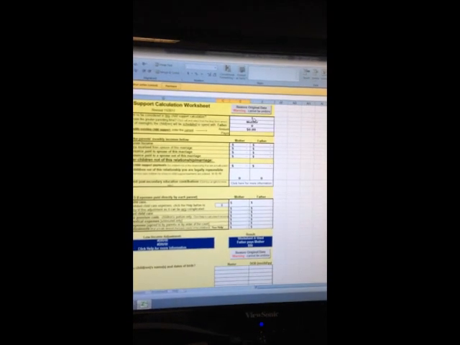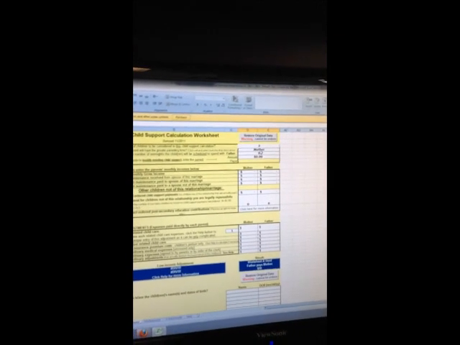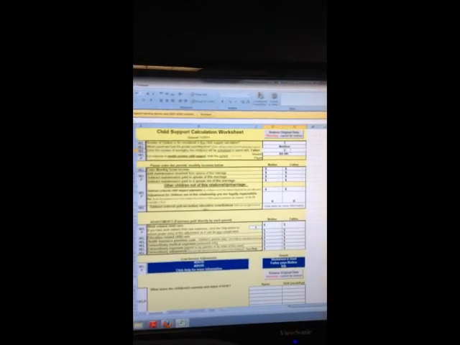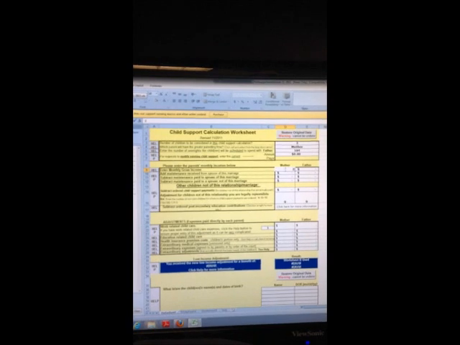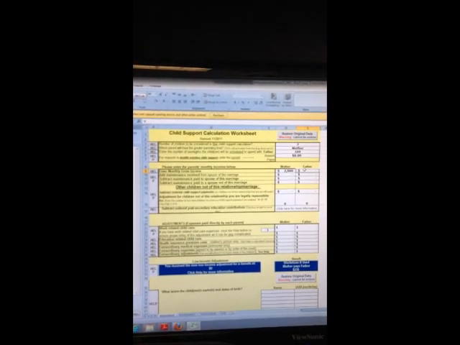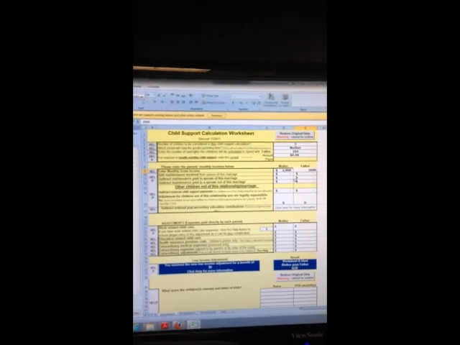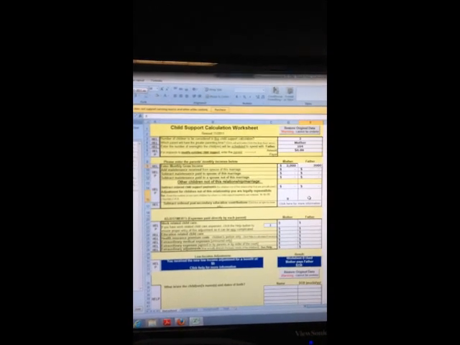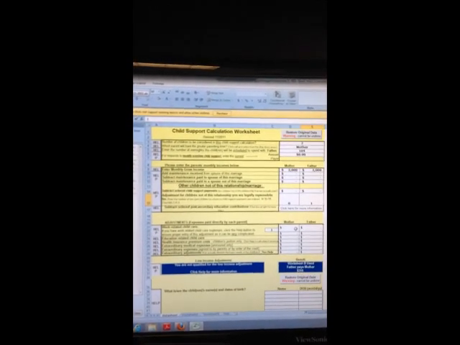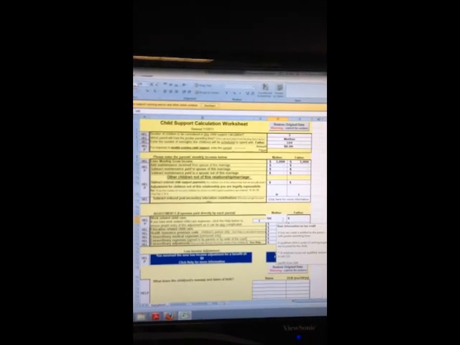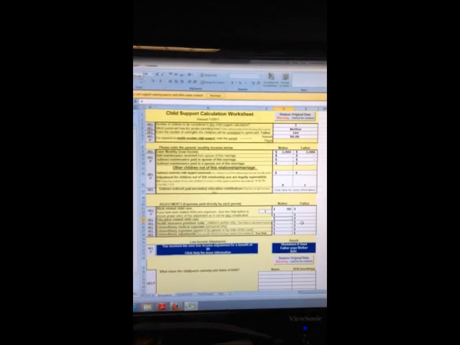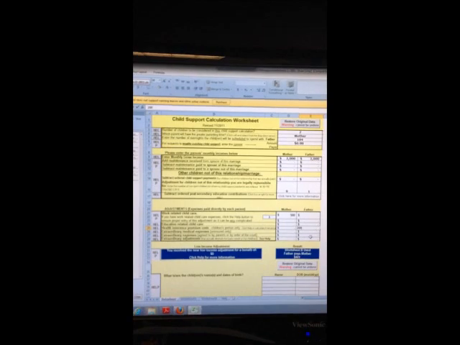So let's go ahead and take a look. Let's say there's 1 child. Now let's say there's 2 children. Okay, 2 children. Mother has the majority of time. Father has, we'll say he has 104 overnights. Mother makes $2,000 a month. Father makes $2,000 a month. And nobody pays maintenance. Father is responsible for 1 other child. Mother pays, let's say, $500 a month in child care. And father pays $200 a month for health insurance costs.